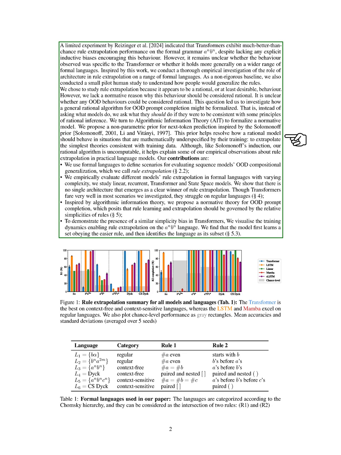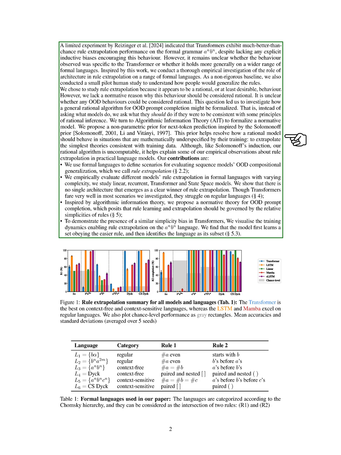Instead of merely observing what models do, we ask what they should do based on principles of rational inference. We turn to algorithmic information theory to create a normative model, proposing a non-parametric prior for predicting the next token, inspired by the Solomonoff prior. This prior suggests that a rational model should extrapolate the simplest theories consistent with the training data, even though our rational algorithm, like Solomonoff's induction, is uncomputable. It helps clarify some of our empirical findings regarding rule extrapolation in practical language models.